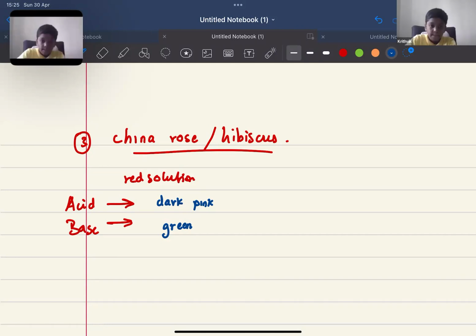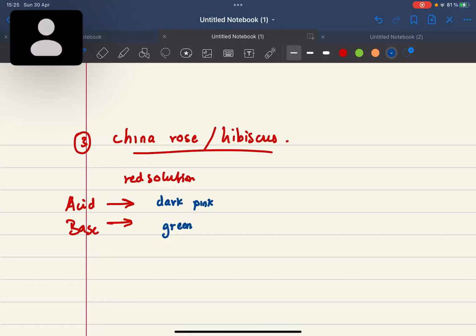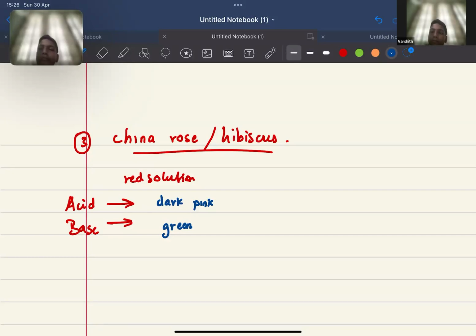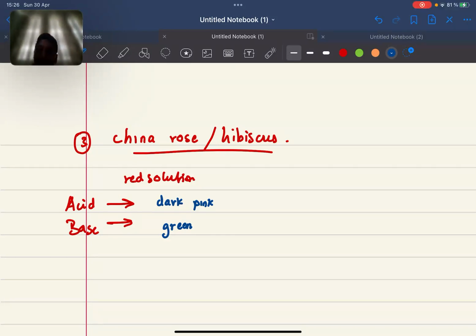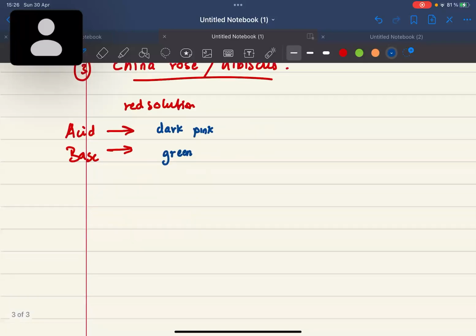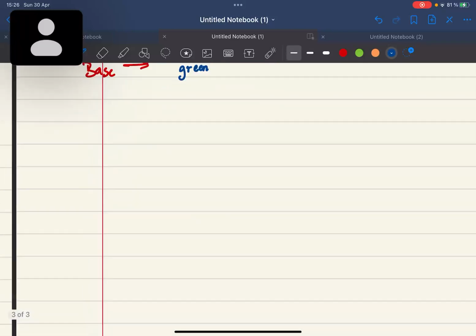Okay, what about the rest? One minute, ma'am. Ma'am, done. Okay. Nashid done. Ma'am, done. Okay. So now you know that an acid turns the indicator to one color, a base turns it to another color.